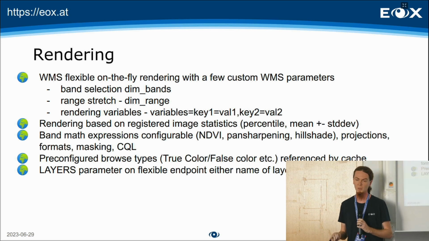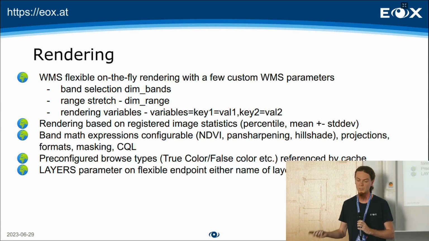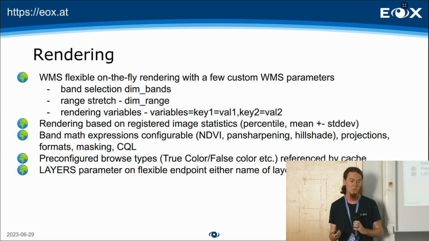We also support some kind of basic band algebra in terms of, for example, on-the-fly NDVI rendering. We can do pansharpening on the fly, which means when you have a panchromatic band registered alongside all your multispectral bands with lower resolution, the pansharpening operation on the fly will make a higher resolution rendering image. I've already talked about hillshade.